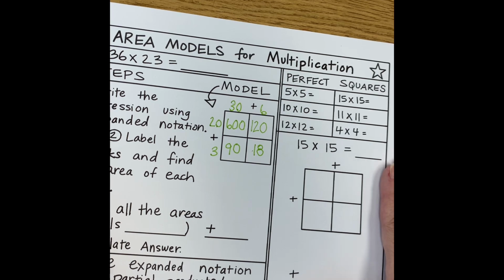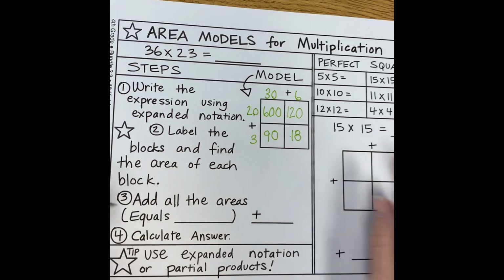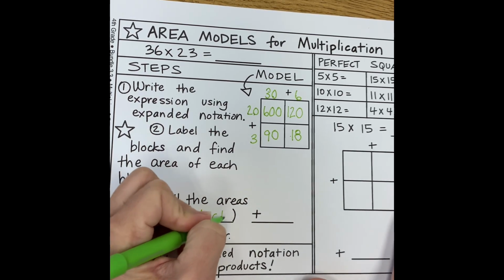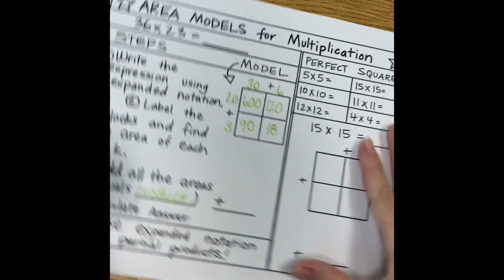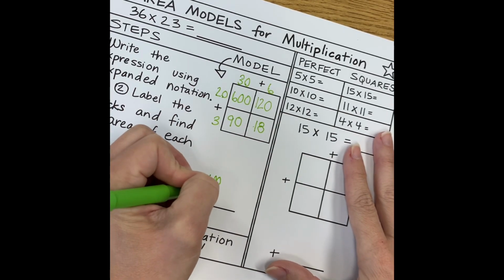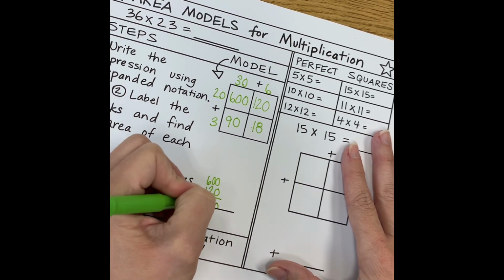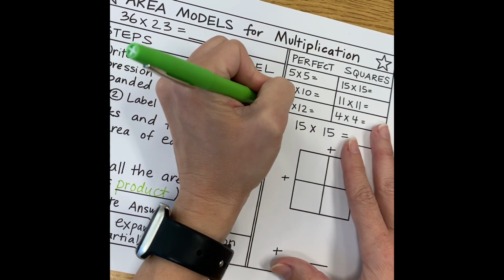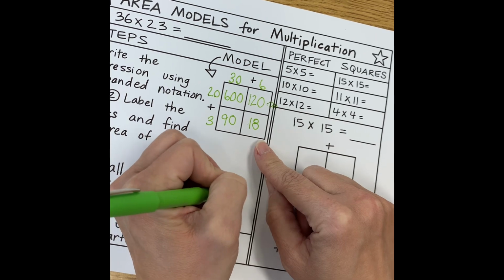So, step 3 over here says add all the areas. They're talking about these here, okay? But I don't want you to add all 4. I'm going to show you what I want you to do. Here it says equals, and it's the product, right? So when we add up all the areas, it equals the product. So I'm going to start with this row here, and I'm going to come down here. I'm going to write 600 and 120. And when we add those, we get 720. Okay, so you could write equals 720 right there if you wanted. Okay, then I'm going to come over here. I'm going to do 90 plus 18.